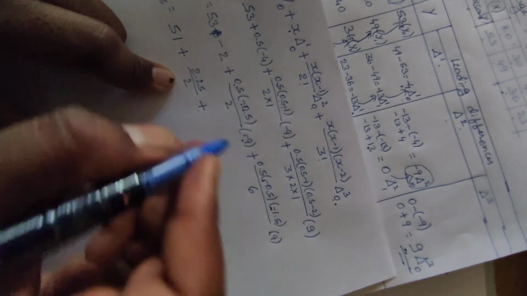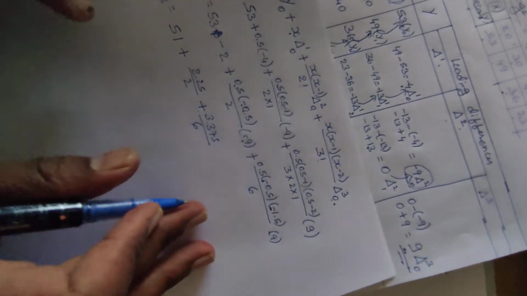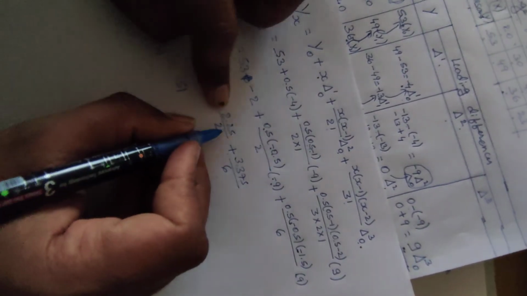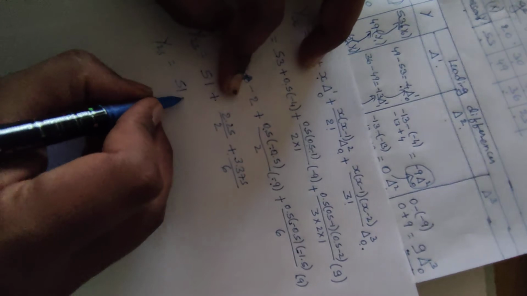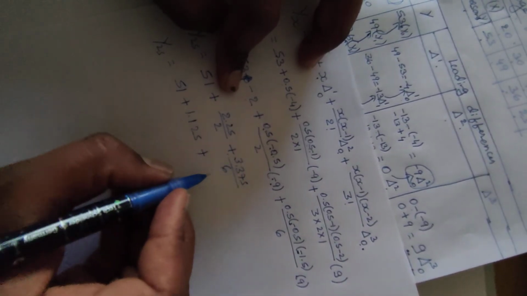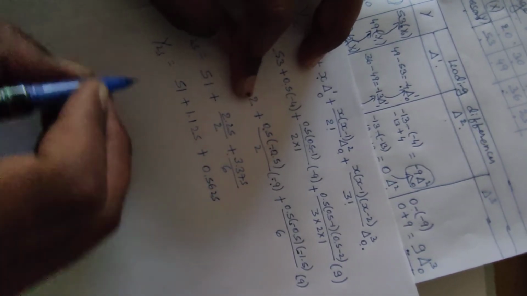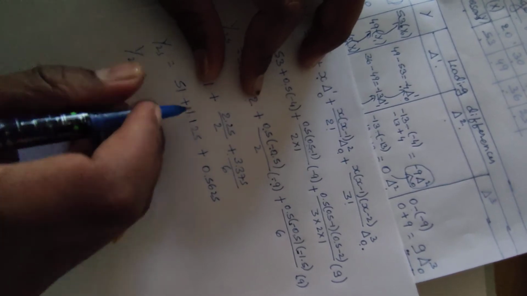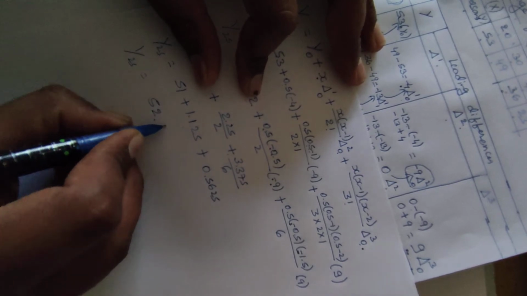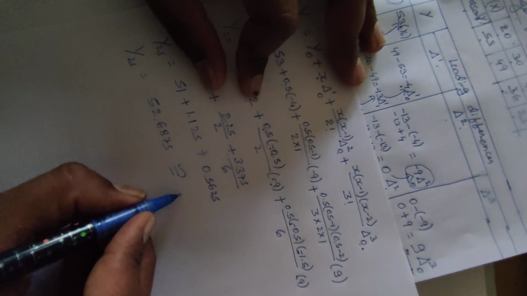We will get 3.375 divided by 6. So y at 25 is 51 plus 2.25 divided by 2, which gives 1.125, plus 3.375 divided by 6, which gives 0.5625. So we have to add all the values. We will get 52.6875, so approximately 53.